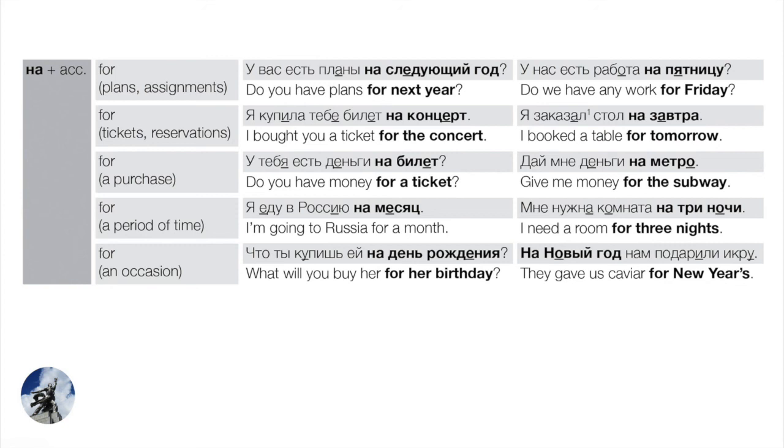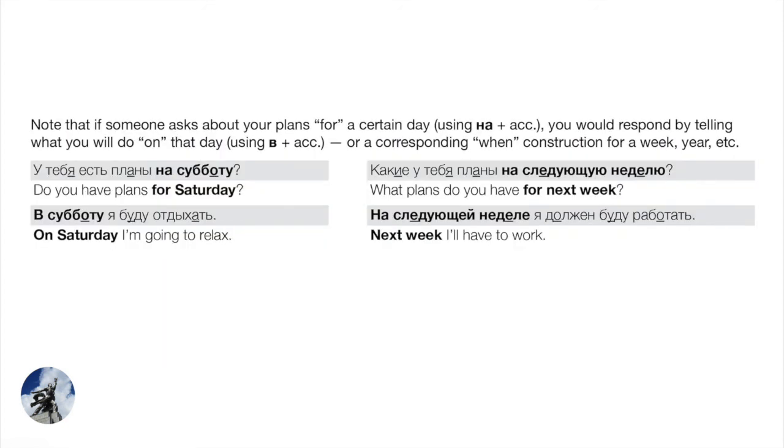Now, here's a fairly common point of confusion. What if you're asked about your plans, right? For example, у тебя есть планы на субботу? Okay, well, as we just learned, that's na plus accusative. Another example. Какие у тебя планы на следующую неделю? Right? What are your plans for the next week? Again, plans for some future date. We're using na plus accusative.